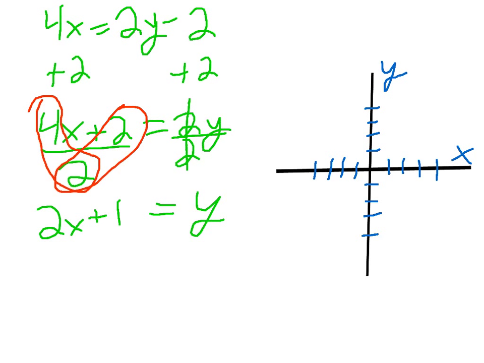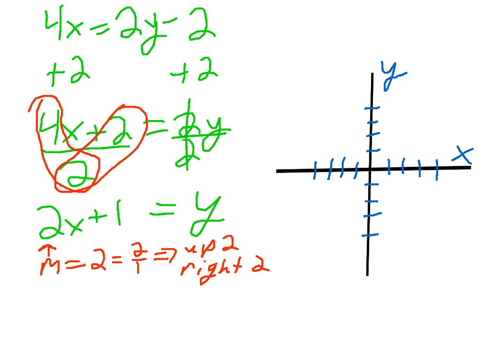Now, I've got it in slope-intercept form, y equals mx plus b. So now I want to graph it. And to graph it, I want to pull a couple pieces of information out. I want first the slope, my m. Well, my m, that is just 2. Okay, so my slope is 2. Well, remember that's 2 over 1, which means we're going to go up 2 and right 1. That's my slope, up 2, right 1.